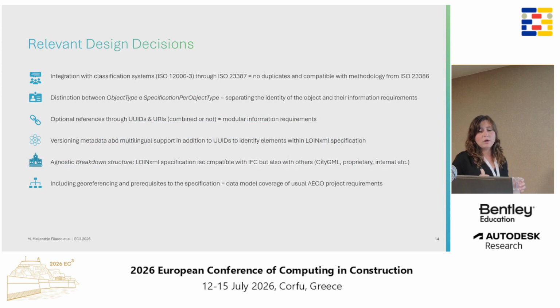Our relevant design decisions were the integration with ISO 12006 part 3 through ISO 23387. This also aligns with ISO 23386. We divided the object type from the specification for object type. We have an identity for the information requirements. The requirements have IDs, so we don't have just the IDs for the instances later in the model, which is nice. We also have the IDs for the requirements, so if they develop, if they change, we can also keep track of that. We have multilingual support, and the reference system is two-layered, so we can reference a URI, a path, and additionally an ID inside the file or table.